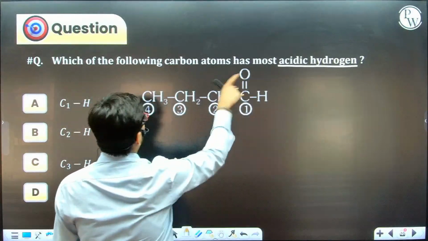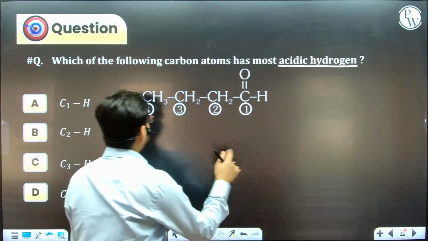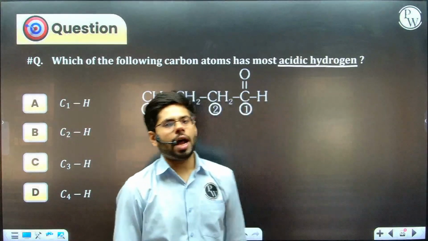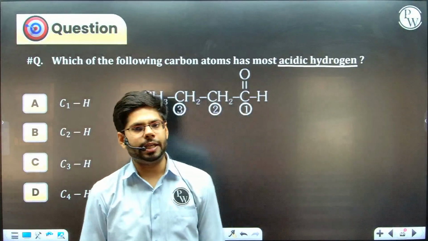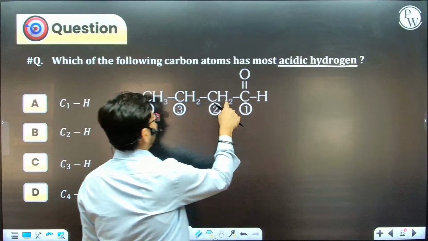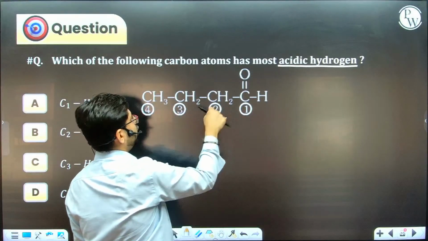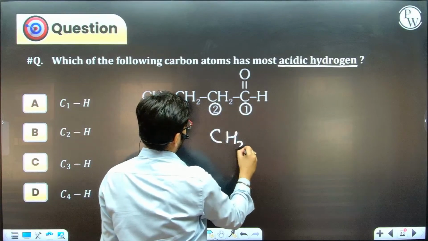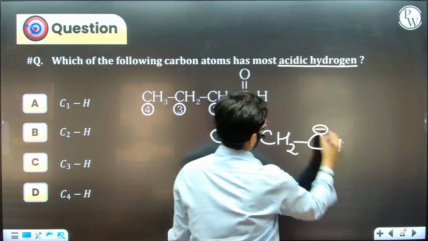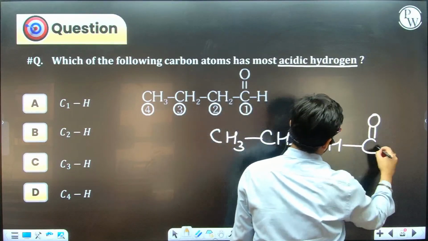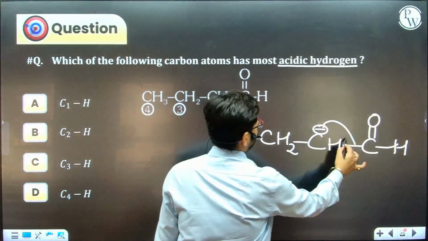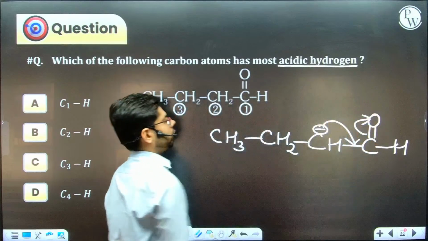So which of the following carbon atoms has the most acidic hydrogen? If I take out one hydrogen atom in the form of a proton and then compare the stability, I will be able to conclude. Let's take out the hydrogen atom from this carbon which has been labeled 2. What will happen if I do that? I will get this species. And we can say that yes, the negative charge is being stabilized by resonance.